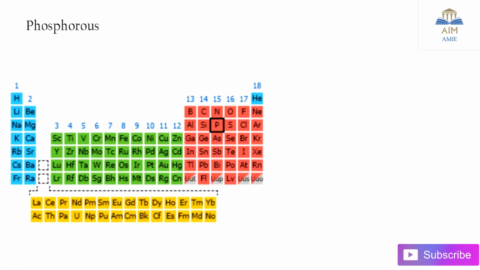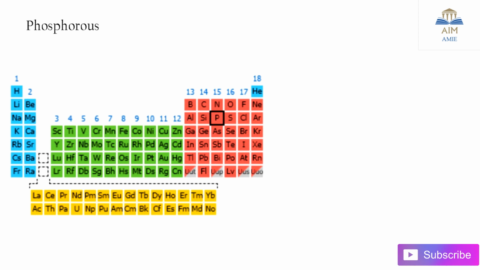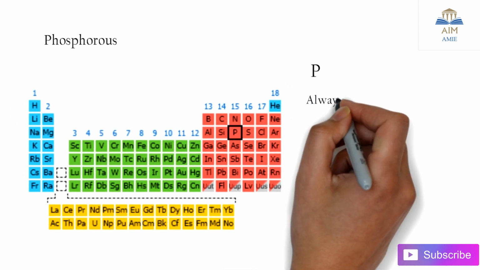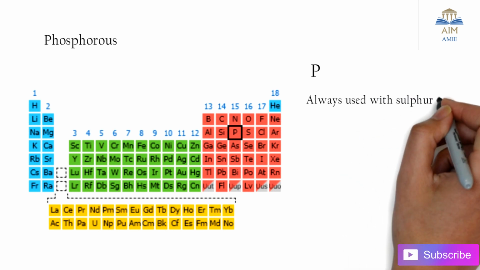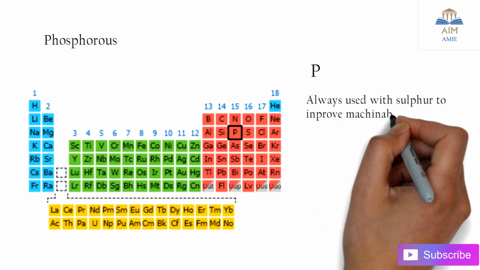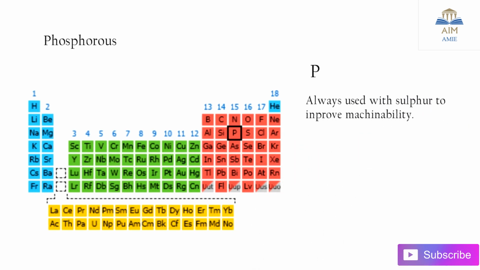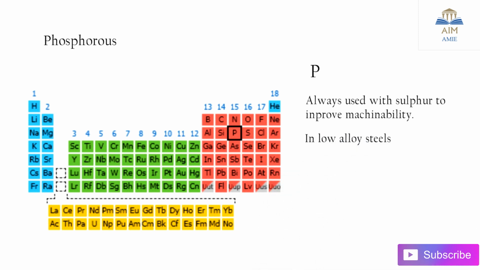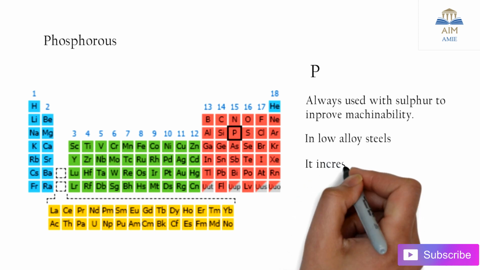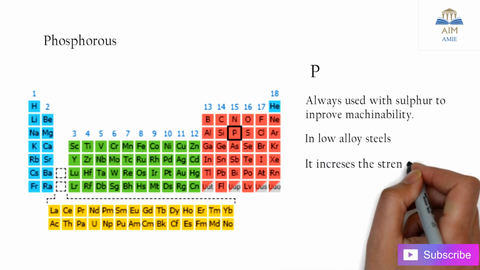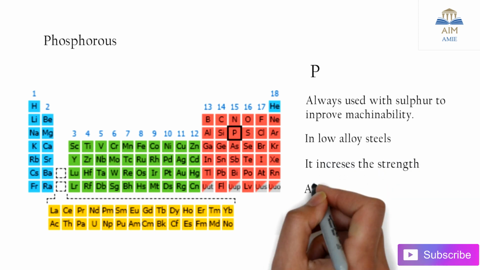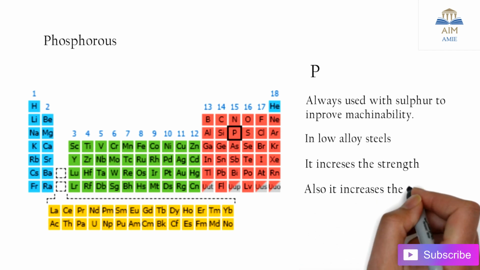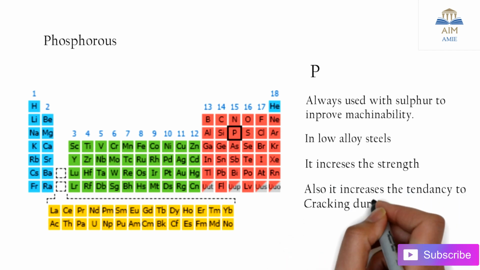The next is phosphorus. Phosphorus is a non-metal, which I have shown in this periodic table, typically denoted by P. It is always used with sulphur to improve machinability. In low alloy steel, it increases the strength, and it also increases the tendency to cracking during welding.